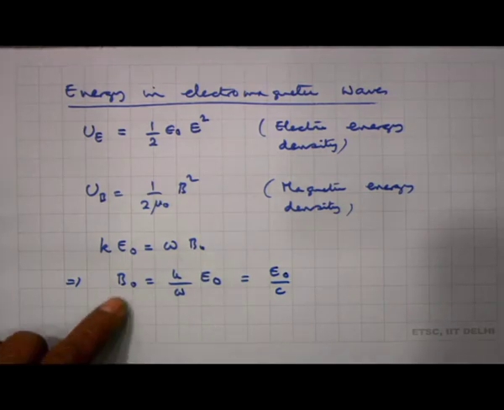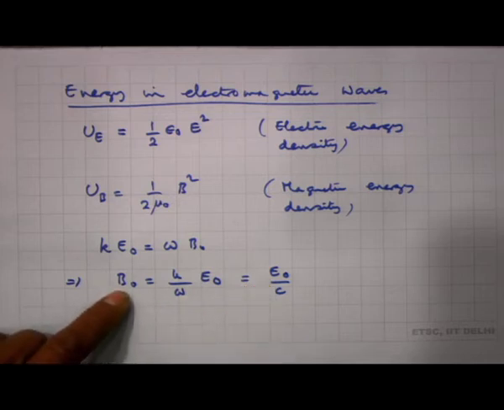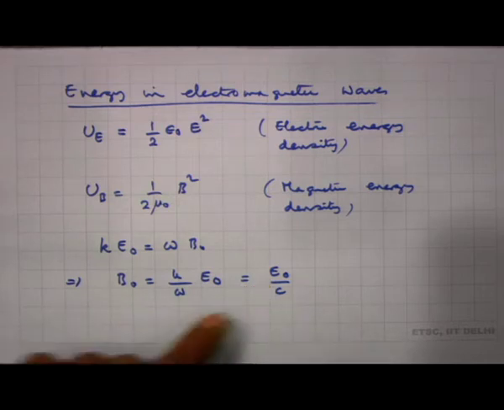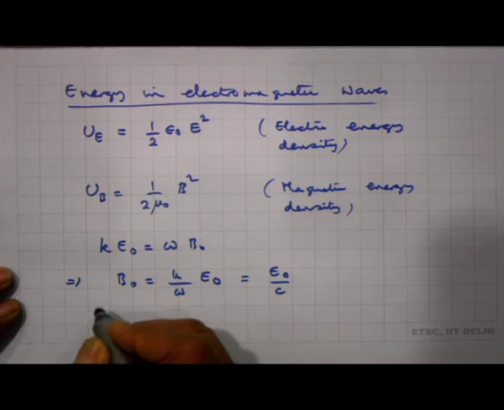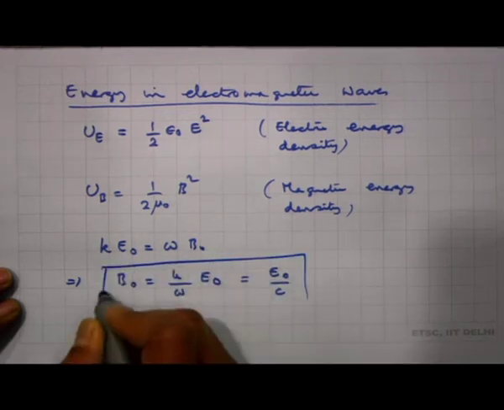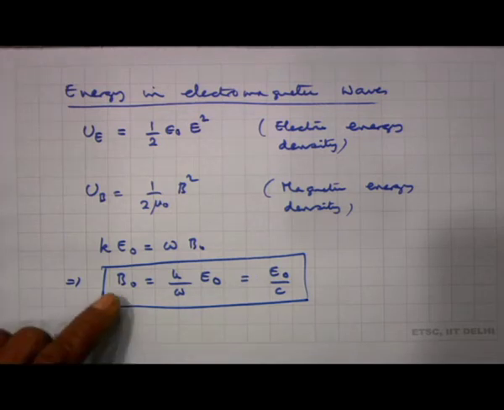So, if E naught represents the maximum value of electric field in the electromagnetic wave, the maximum value of magnetic field in the electromagnetic wave is E naught by c, where c is the speed of light in free space. So, this is a very important relationship. Again, I must remember that in free space the electric and magnetic fields of the electromagnetic wave are related through B naught equal to E naught by c.